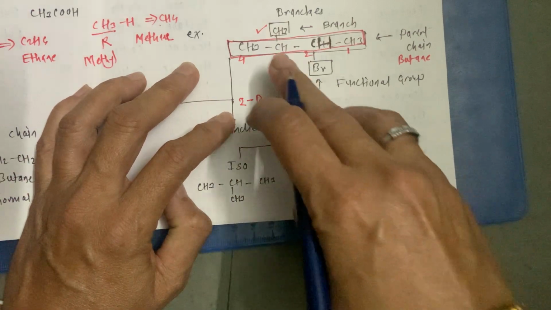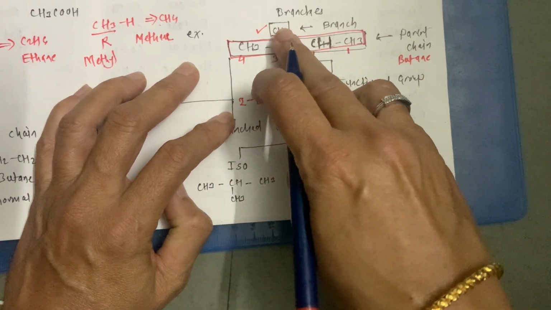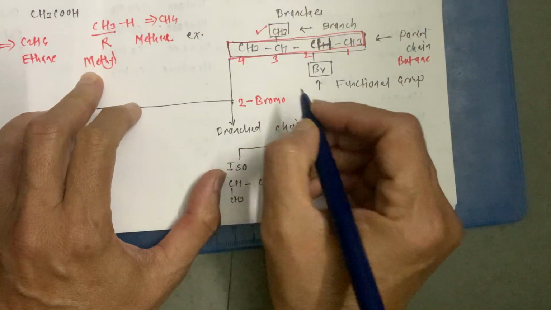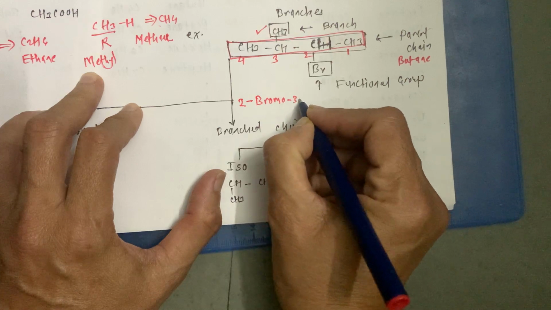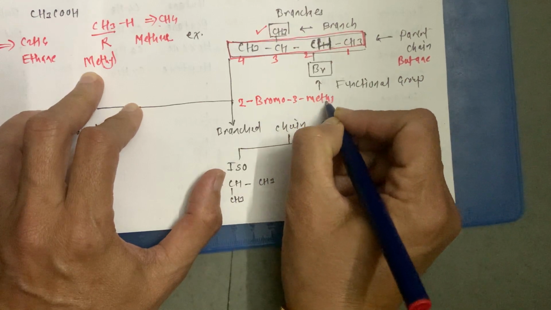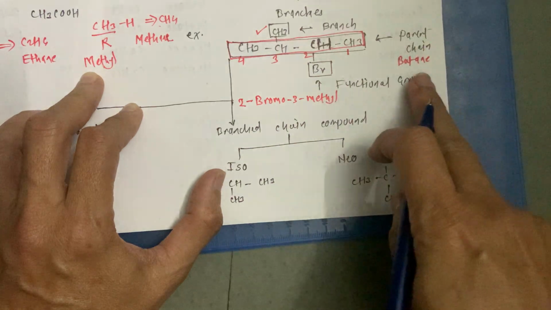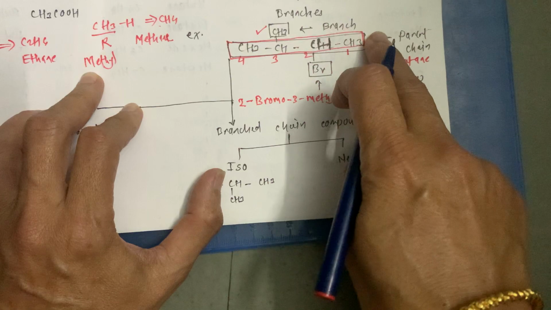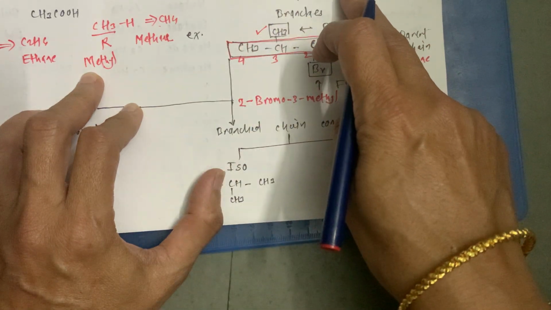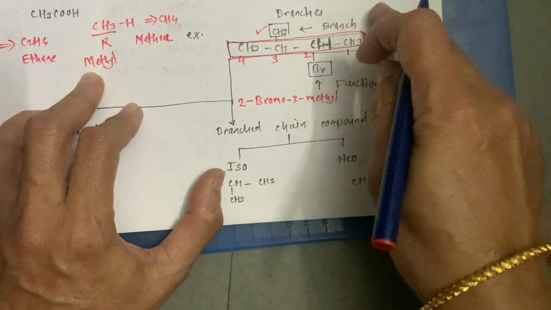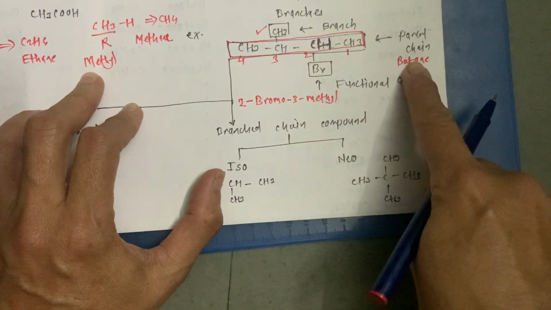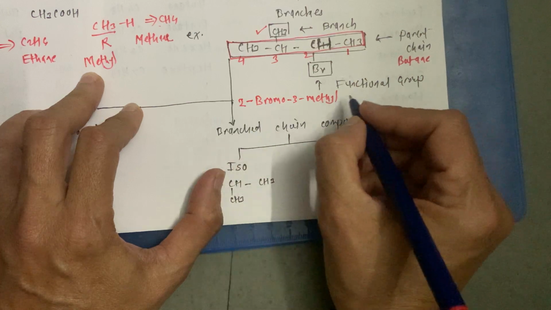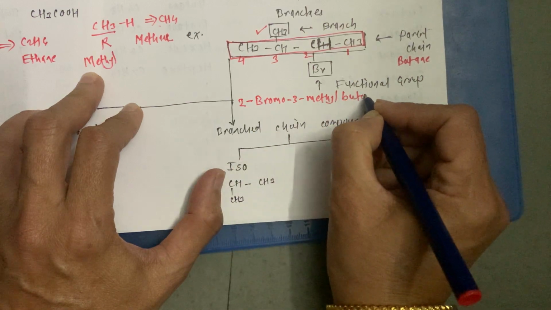What is next? Next we have to write the branch. Branch is of what? Branch is of methyl group. So now this is 3-methyl, and what is our parent chain? Parent chain is of butane. 4 carbon atoms, 1, 2, 3, 4. 1 carbon methane, 2 carbon ethane, 3 carbon propane, while 4 carbons it is butane. So this is 2-bromo 3-methyl butane.